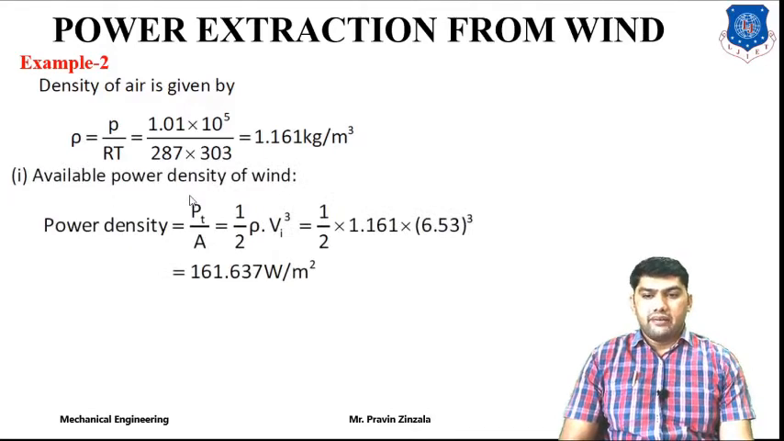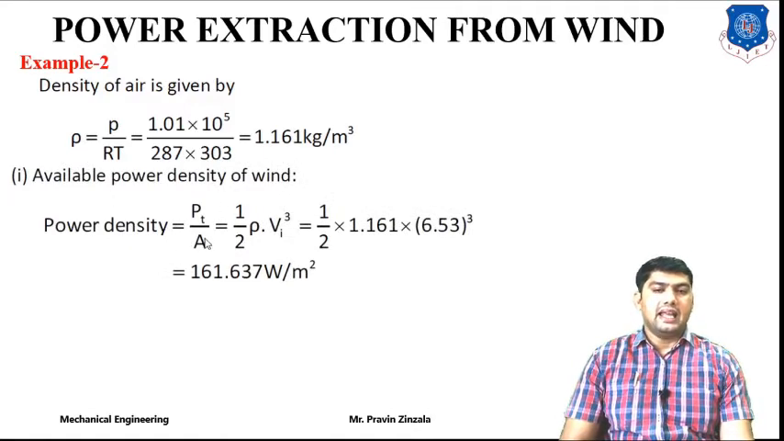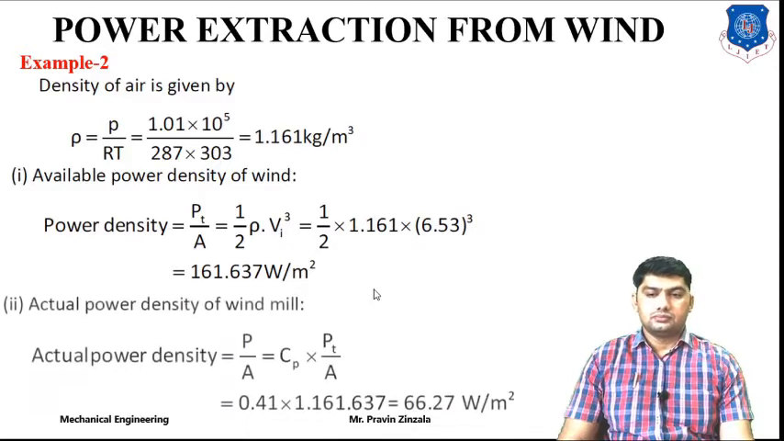First is the available power density of wind turbine, meaning total power divided by area, that is total power per unit area, it's called power density. So the equation of power density is equal to 1/2 rho V cube. By inserting the value of density and velocity, we will get the power density 161.637 watt per meter square.